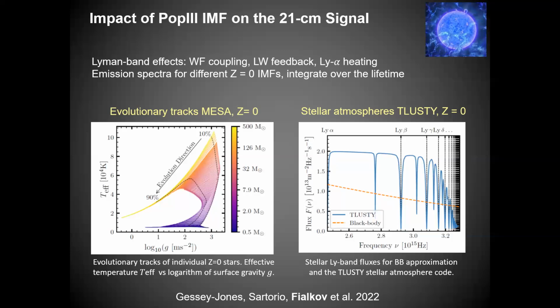So before, we modeled the spectrum as this orange line. So this is just a black body. We model stars as black body radiation. But in reality, they have emission and absorption lines. And so this blue line is what you get if you do a more careful modeling of stellar atmospheres.